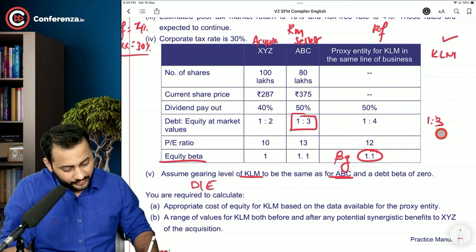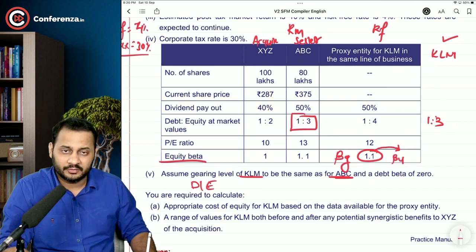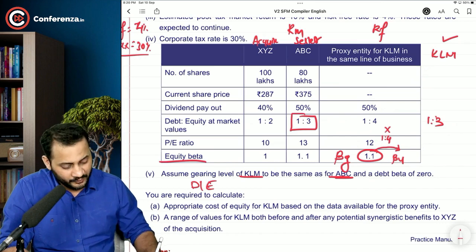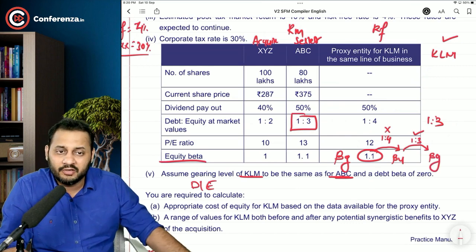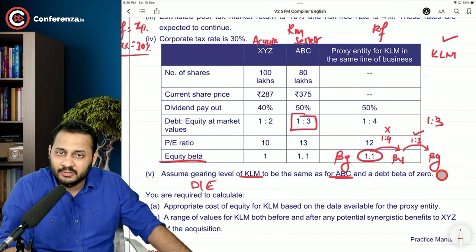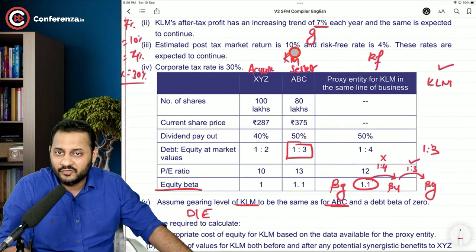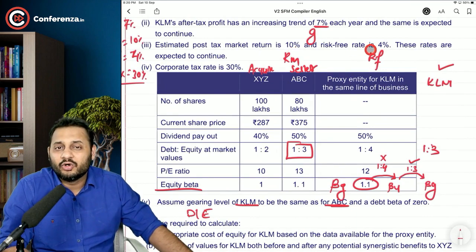So what are we going to do? We are going to convert this geared beta into ungeared beta. That means we are going to remove the 1:4 ratio out of it, and then we are going to add the 1:3 ratio and convert it back to geared beta, which can be used for KLM. Okay, sir. This geared beta will be used in the capital asset pricing model with the market return of 10% and the risk-free return of 4% to calculate the cost of equity.